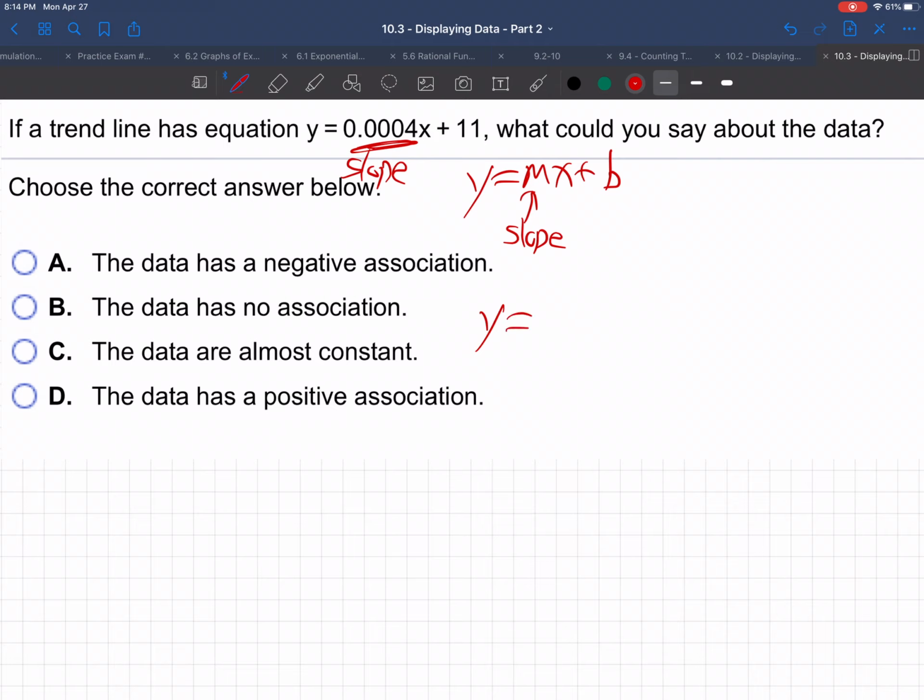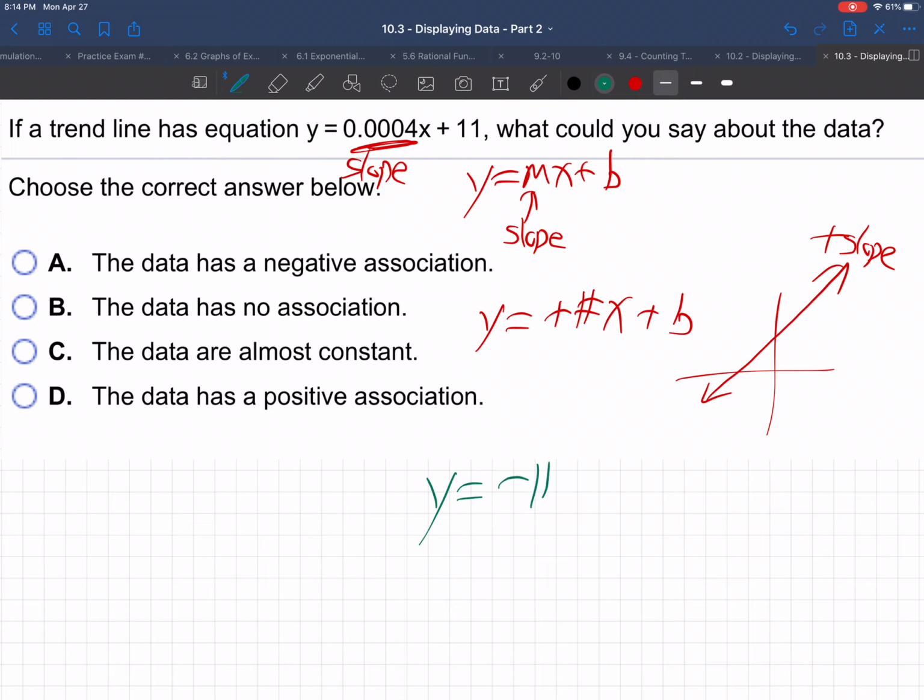If you have a positive number here, a positive number there, what is that going to look like? That's going to be a graph that goes up to the right: positive slope, positive association. Whereas if you have a negative number next to x, that's going to be a graph that goes down to the right, negative slope.